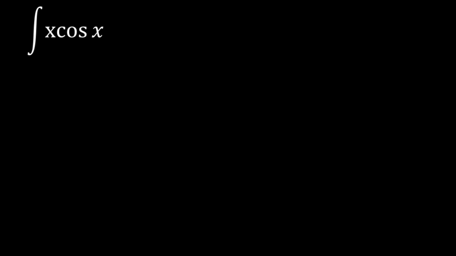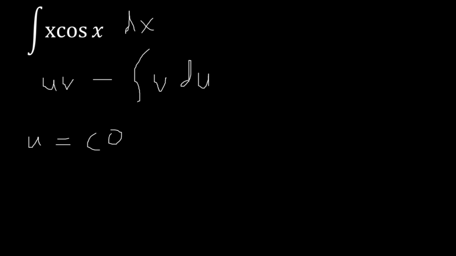That is integration by parts: uv minus the integral of v du. The next question we are going to ask is, what is our u and what is our v? We take u as what? u is equal to cos x, sorry, u is equal to x, so that du will be equal to 1.